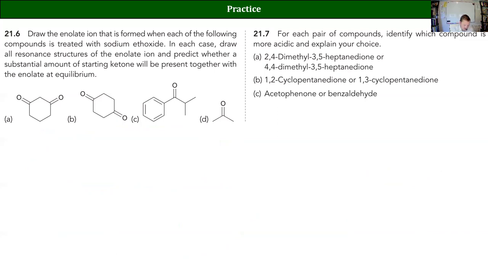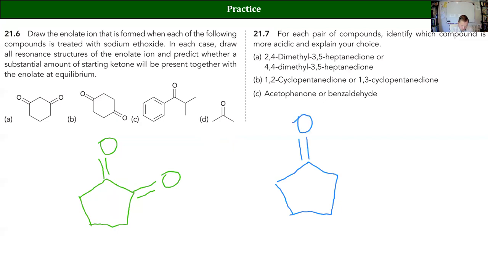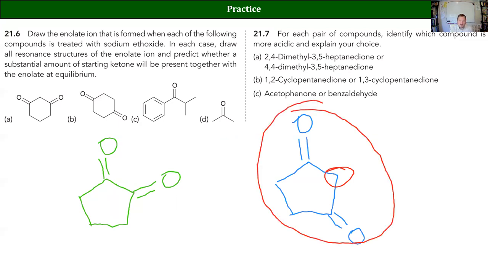1,2-cyclopentanedione, or 1,3-cyclopentanedione. There's 1,2-cyclopentanedione, and there's 1,3. So same thing here. We need it to be a beta diketone in order to get that really stable alpha carbon. So the 1,3-cyclopentanedione would be far more acidic.